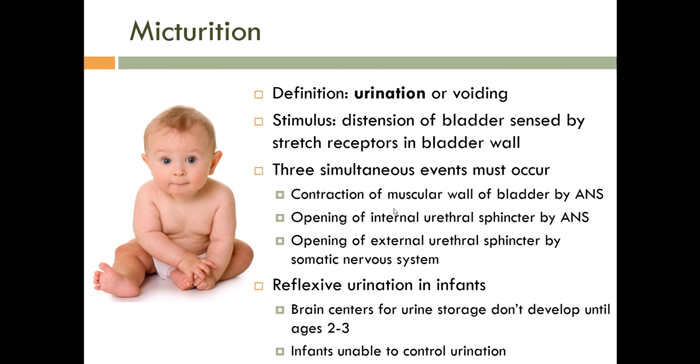So in the brainstem, you have centers that say, hey, it's time, that stimulate urination and that stimulate urine storage. And those centers won't develop typically until an infant's about 2 or 3 years old. And so that's why they just can't control it. And it's not typically till they're about 2 or 3 that you can potty train your kid.